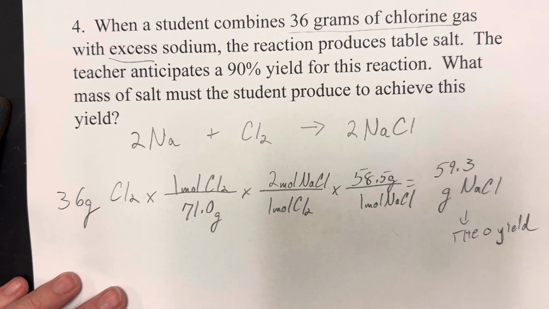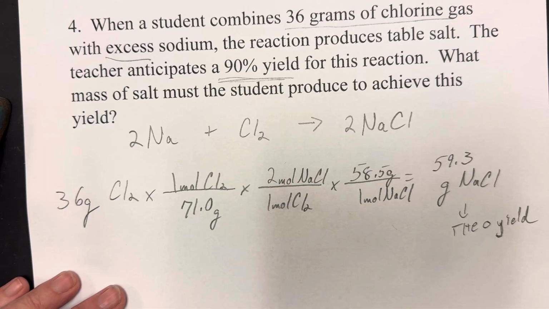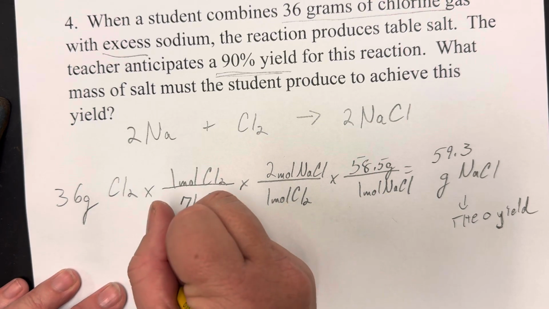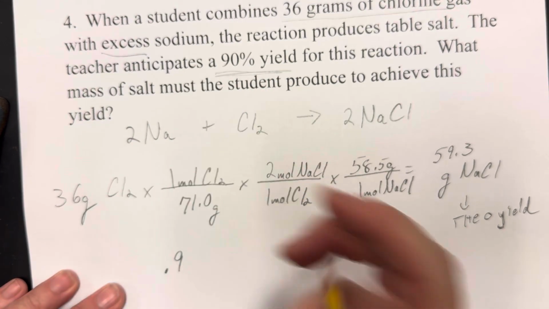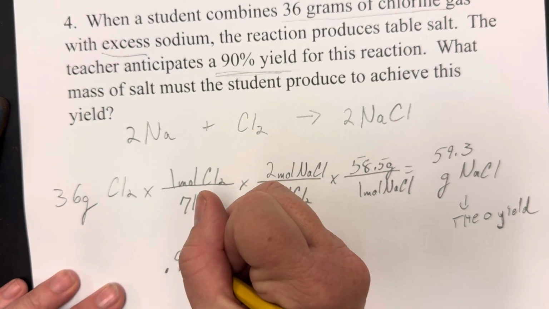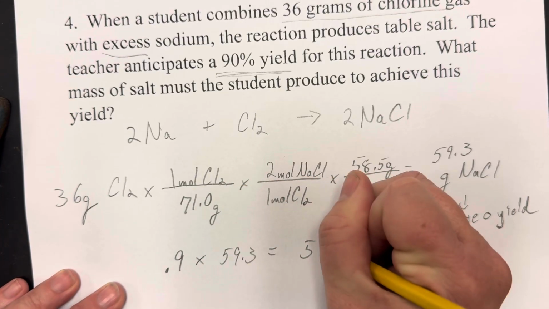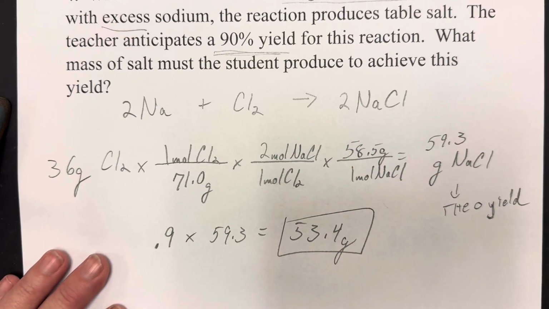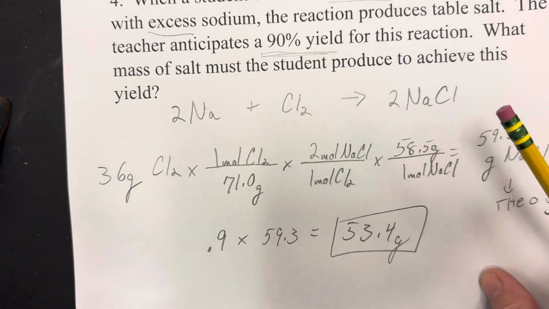The teacher doesn't expect that. She only expects you to get a 90% yield. So what do you need to do to achieve that, to reach that goal? So you're going to take 90%, and all you do is 0.9. Okay, remember, you just move the decimal place over 2 times. So 0.9 times 59.3, and that gives you 53.4 grams. And that is your final answer for this problem. All right, last one that we are going to do for our review session.